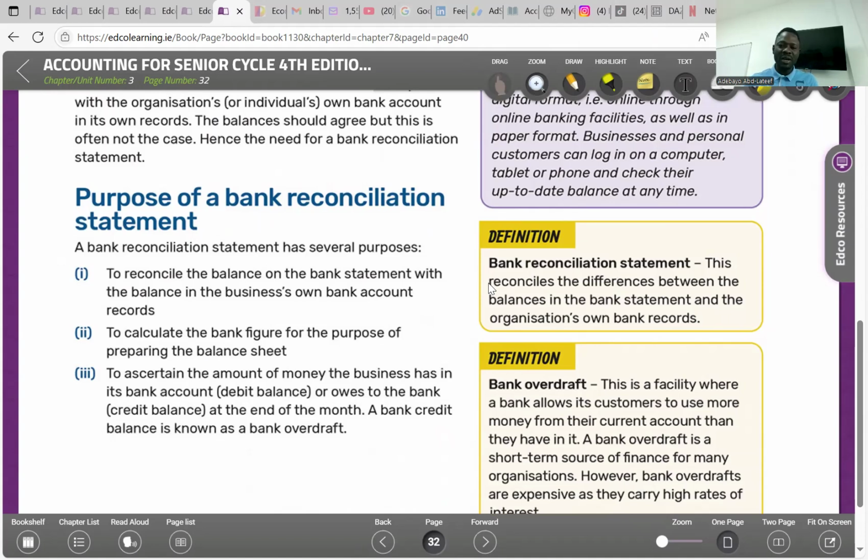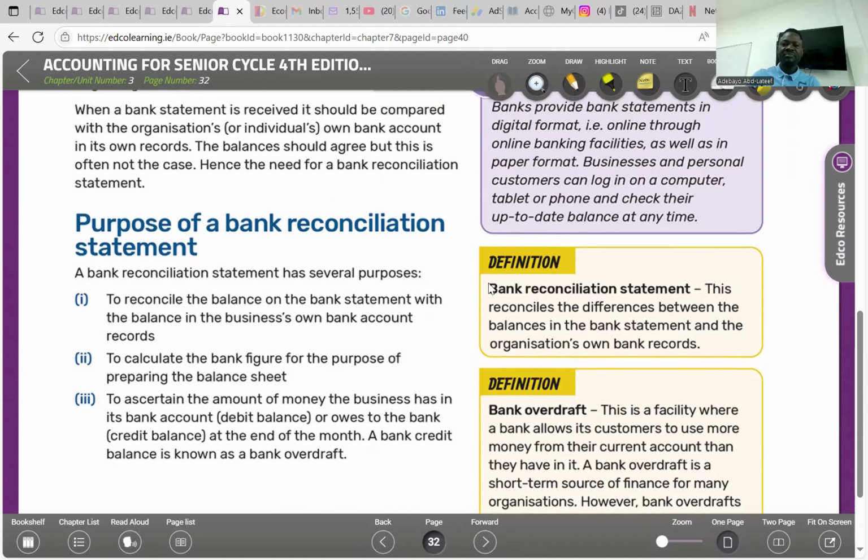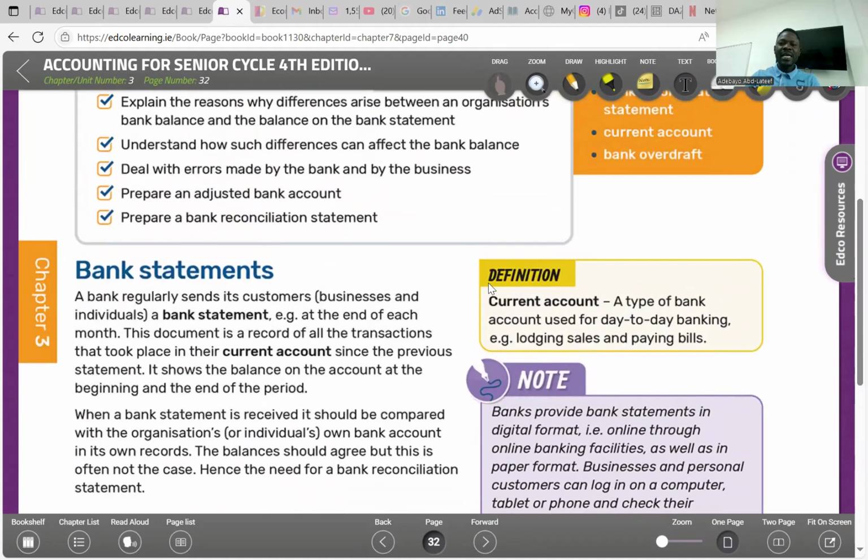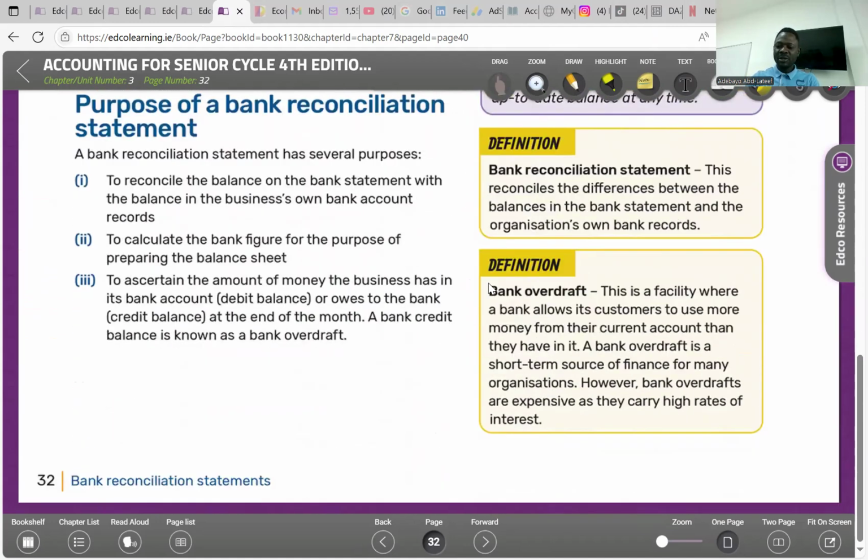So what is a bank overdraft? A bank overdraft is a credit facility which allows a bank account holder to withdraw more than the available credit balance in the bank account. That's an overdraft. So as soon as your bank statement is reading a credit, it simply means you are owing the bank. So these are the purposes of a bank reconciliation statement.